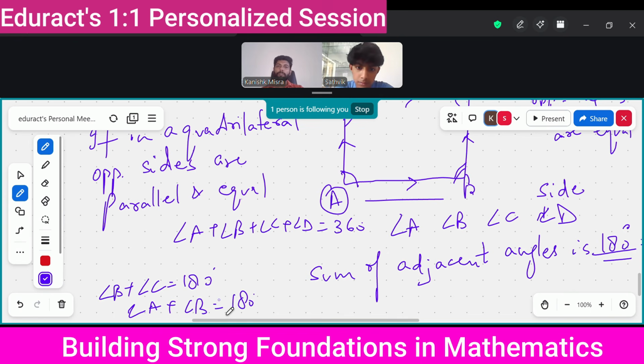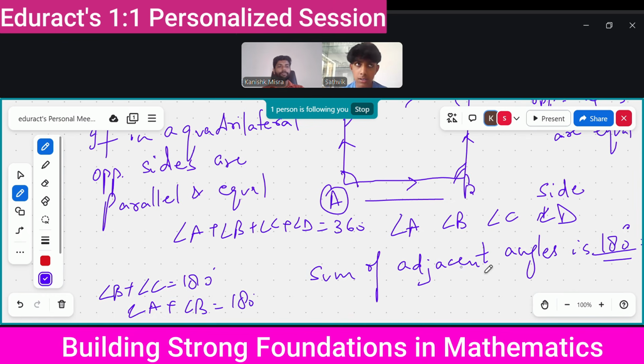So what are the properties of a quadrilateral to become a parallelogram? Opposite sides are parallel and equal. Yes, opposite sides are parallel and equal. That's it. Second property, opposite angles are equal. Yes, opposite angles are equal. Adjacent angles are supplementary. Do you understand what complementary and supplementary angles are?